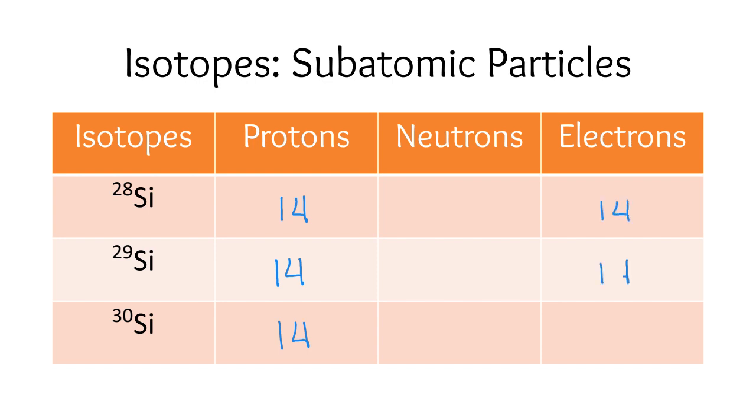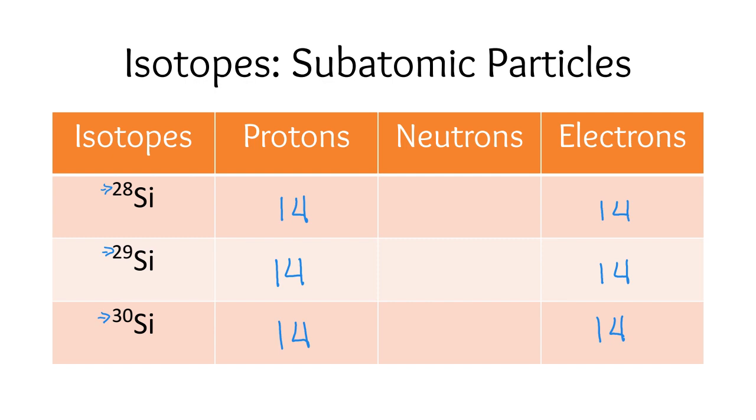So we can also fill in my number of electrons as being 14. The only thing that's going to change now is my number of neutrons. To establish my number of neutrons, remember we're going to do mass number minus atomic number. We have my mass number for each one of these, 28, 29, and 30. And because we've filled out protons and electrons already, we know that my atomic number is 14.